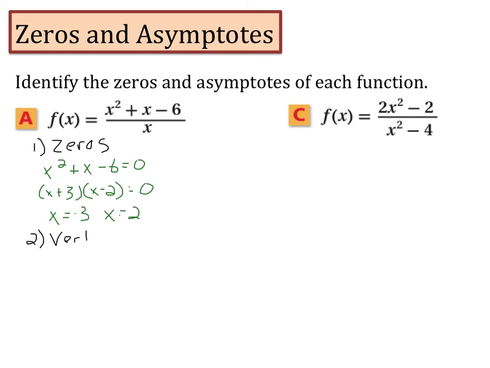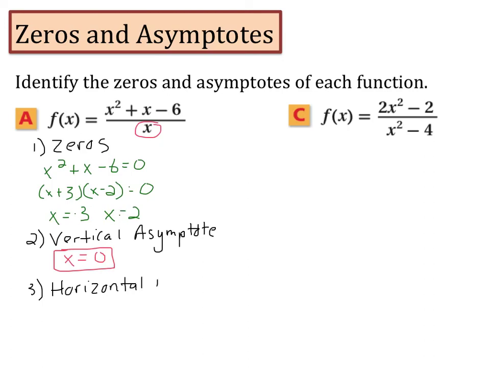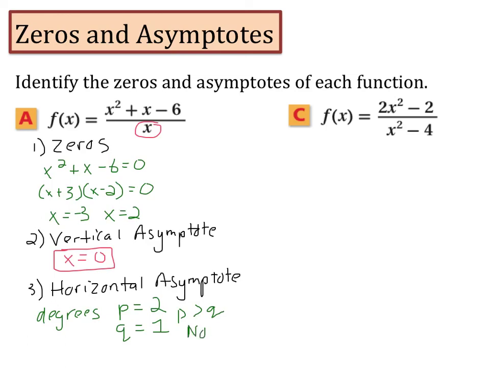Next, let's find the vertical asymptote. For the vertical asymptote, I know I take my denominator and equal it to 0. Here it's easy. No algebra involved. X just equals 0. Lastly, let's find the horizontal asymptote. Now for the horizontal asymptote, I have to look at the degrees. So the degree of the top function, p, is 2, and the degree of the bottom function is 1. Now since the degree of p is greater than q, there is no horizontal asymptote.